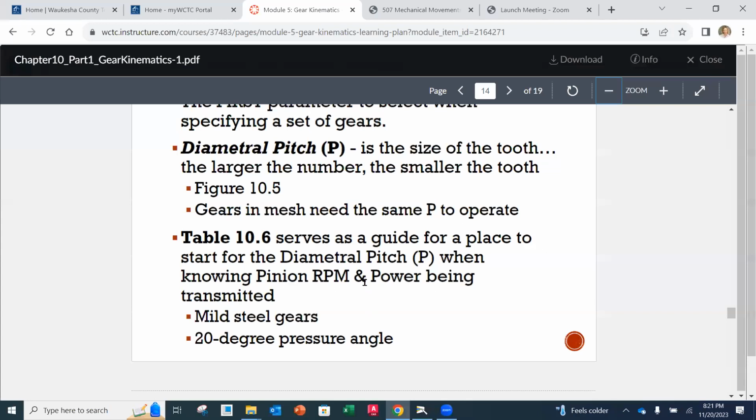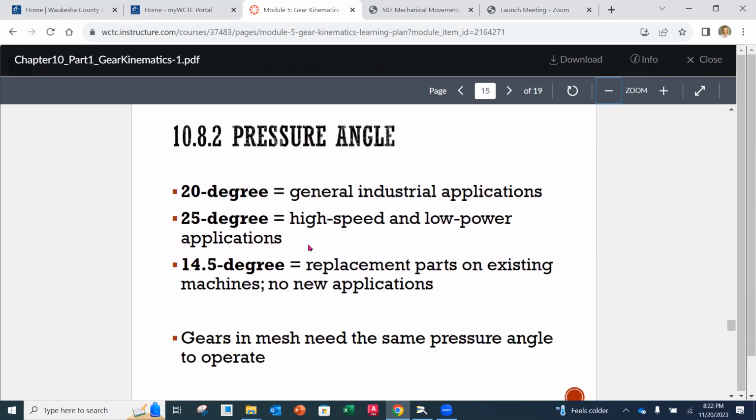So are we going to need to bookmark it and refer to table 10.6? Yes, for some examples and also some homework that you're going to do. Okay. So again, this is a place to start, and this is for mild steel. So if you had different types of materials, then you would look to a different chart. Okay. This is also going to be a 20-degree pressure angle. So let's talk more about pressure angle on our next slide here.